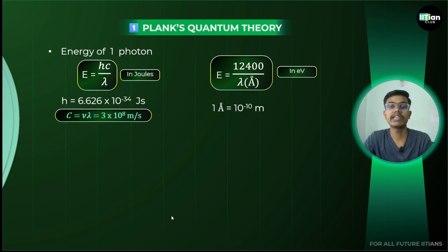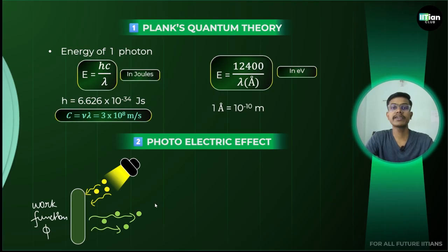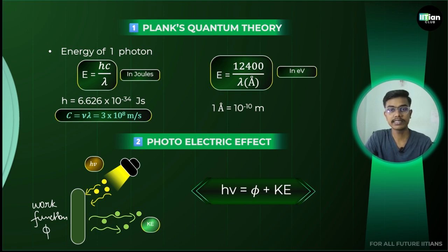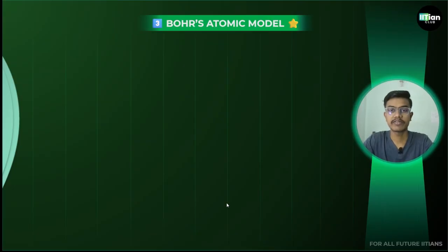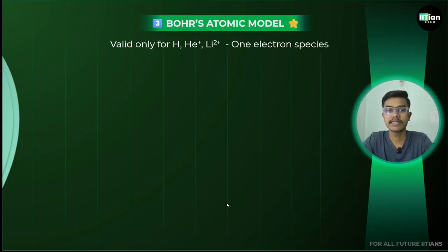And when you are given the value of the wavelength of the light in Angstroms, you can use the formula 12,400 divided by lambda in Angstrom to get the energy in eV. Also note that 1 Angstrom is equal to 10 to the power minus 10 meters. This will help in a few questions in JEE Mains. The next topic is photoelectric effect. In this, you have a light shining on a metal with a work function phi and the light having energy h nu. And the electrons are released with the kinetic energy KE. The relation is h nu is equal to phi plus KE. The next topic is Bohr's atomic model, and it is one of the important topics of this chapter, and it is valid only for single electron species like hydrogen, helium plus and lithium 2 plus.